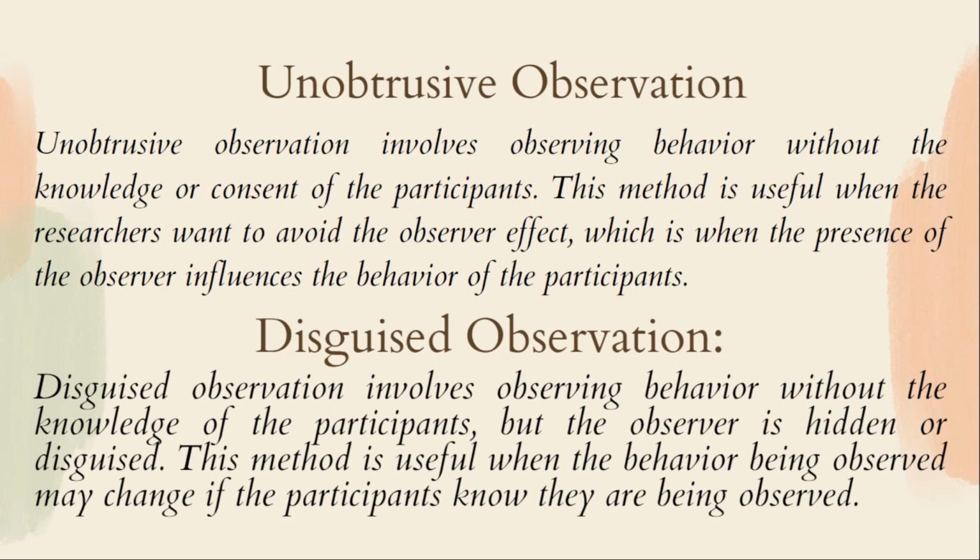Then there is disguised observation. Disguised observation involves observing behavior without the knowledge of the participants, but the observer is hidden or disguised. This method is useful when the behavior being observed may change if the participants know they are being observed. For example, studying customer service in a store by having a researcher act as a customer and observe the behavior of the employees. Another example is studying the behavior of drivers at a busy intersection by disguising the observer as a construction worker or a panhandler.